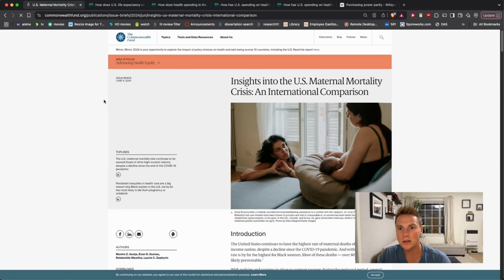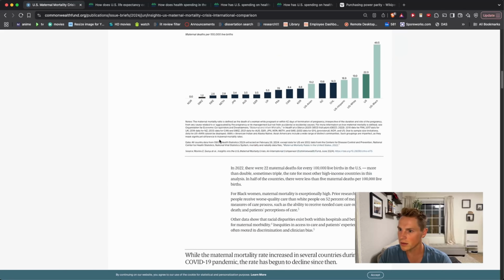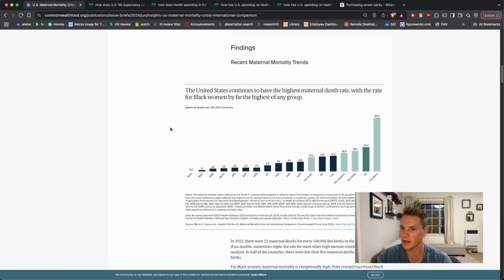Commonwealth Fund. Yeah, they're pretty good. Wow. Oh my goodness. Okay, this is also old. Oh, this is a bit better. This is 2023. Wait, maybe not. All country data except the US. The US are from 2022. Okay, so this is old as well, but look at this. If you are Black in the United States, your maternal mortality rate is 50 per 100,000.